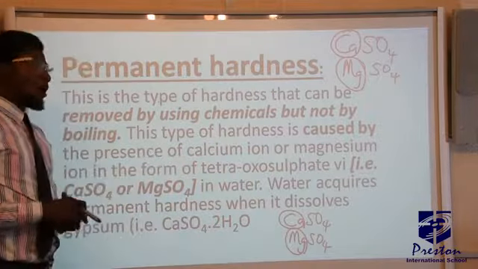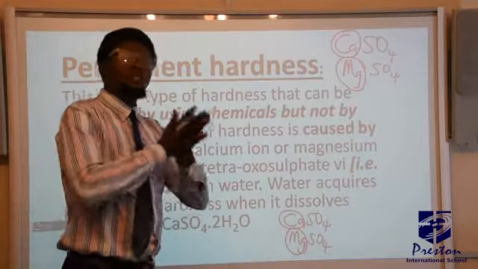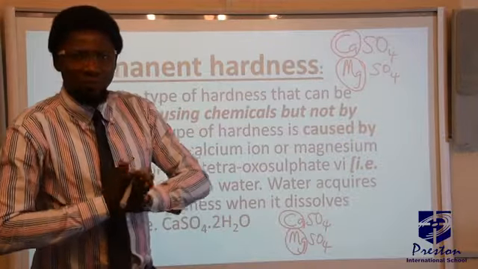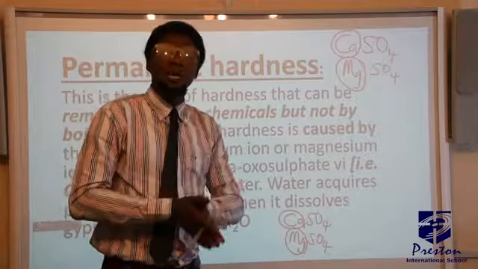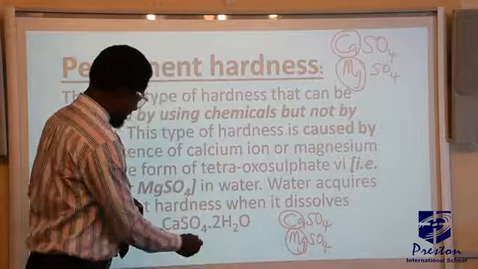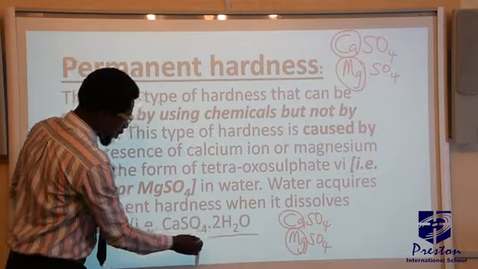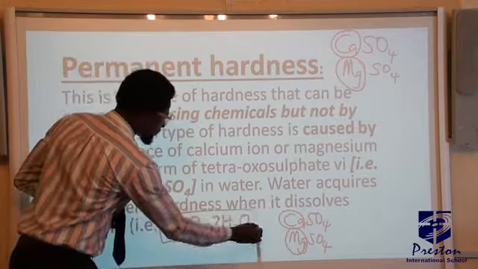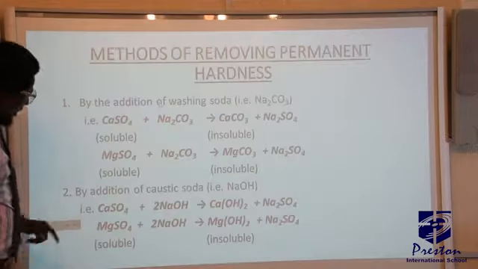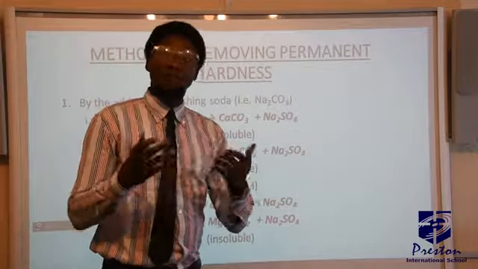All right. Now, water acquires permanent hardness whenever it dissolves gypsum. What do you mean by gypsum? The chemical formula of gypsum is hydrated calcium sulfate. That is calcium tetraoxosulfate VI dihydrate. This is what you call gypsum. All right. Let's quickly move to how we can remove permanent hardness from water.